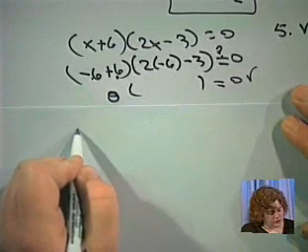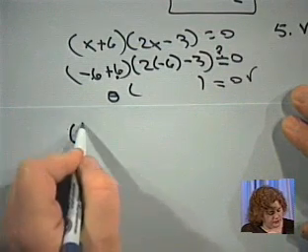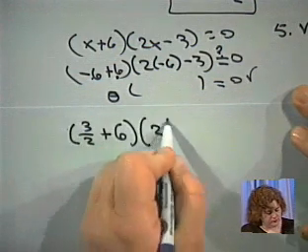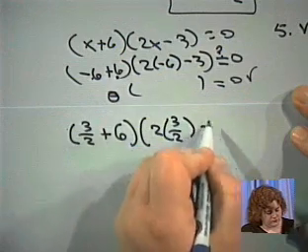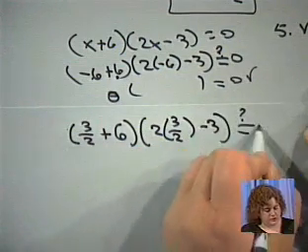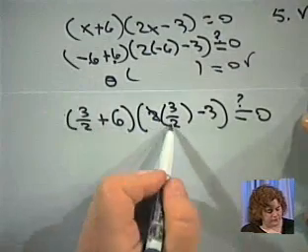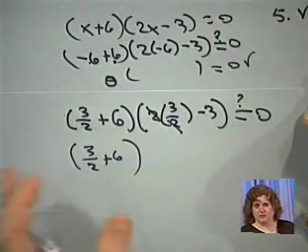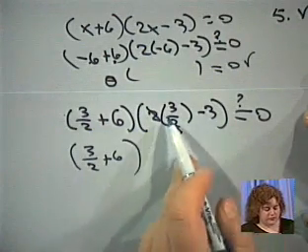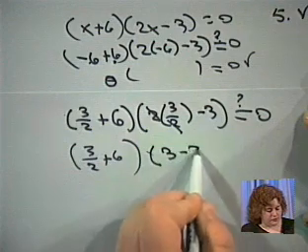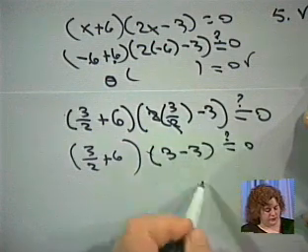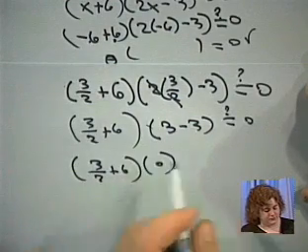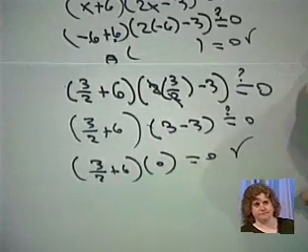And let's take the positive 3/2 and substitute it in for x. And we're asking the question, is that equal to 0? Well, those 2's cancel, and we'll have 3/2 plus 6. I'm not going to worry about evaluating that because all the important stuff's happening over here. And I have 3 minus 3. Is that equal to 0? Yes, it is, because 3 minus 3 is 0. So we're good.